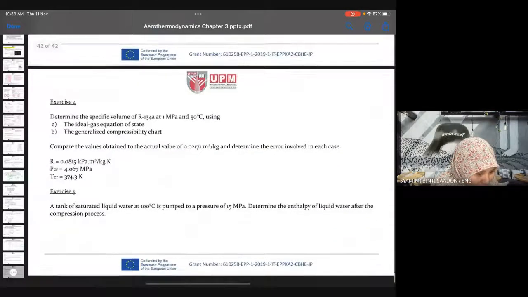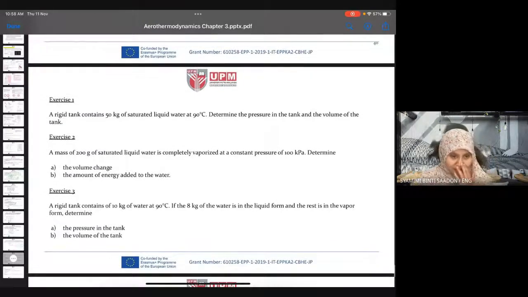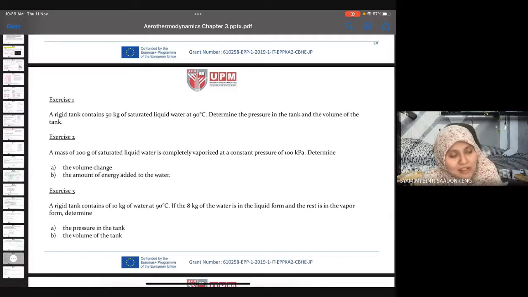Now we will take some time to look at the example tutorial. We start with the easy one first. Exercise 1: a rigid tank contains 50 kilogram of saturated liquid water at 90 degrees Celsius. Determine the pressure in the tank and the volume of the tank.